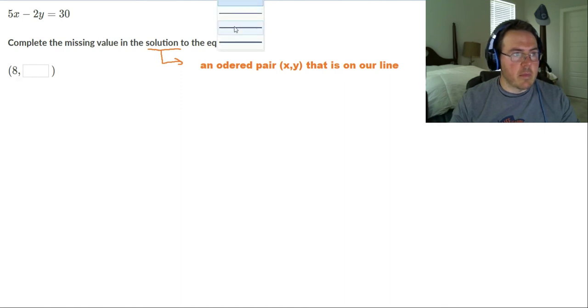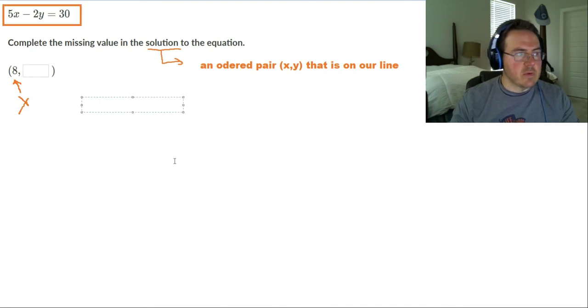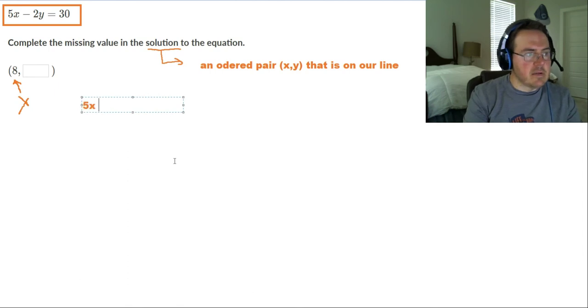Let me back that up. Right here, they gave us an x value. They said that x equals 8. So here's what we're going to do. We're going to take this equation they gave us at the top right here, and we're going to do some substitution, and things are going to go well. So here's what we start with. We start with 5x minus 2y equals 30.